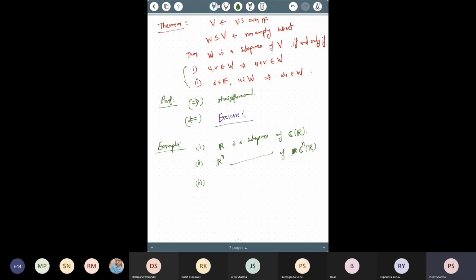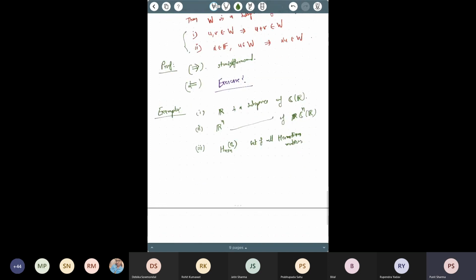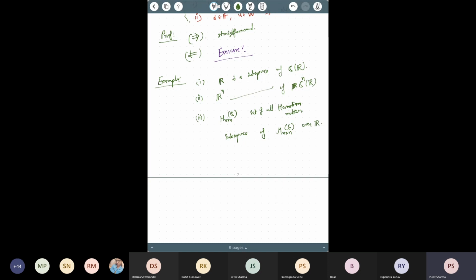Similarly, as you mentioned earlier, the set of all Hermitian matrices of size n cross n is a subspace of the space of n cross n matrices over R. But this is not a subspace over C.